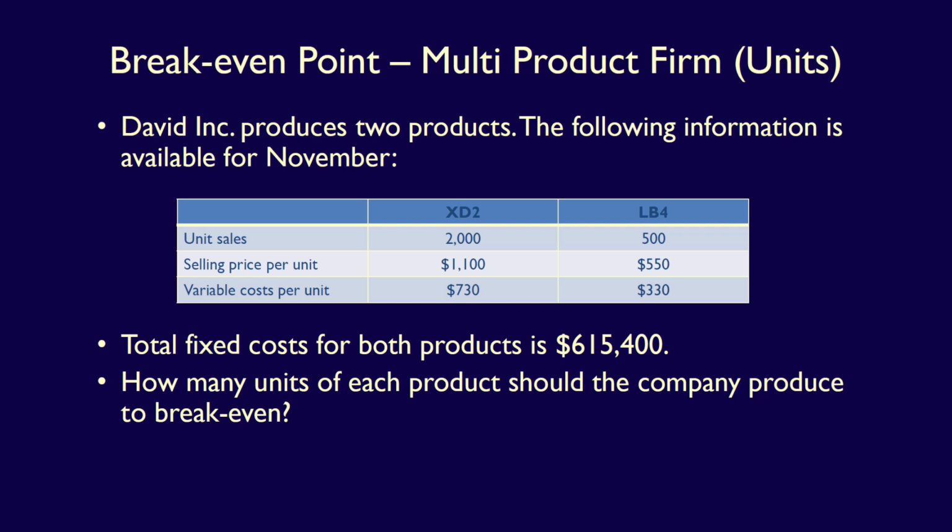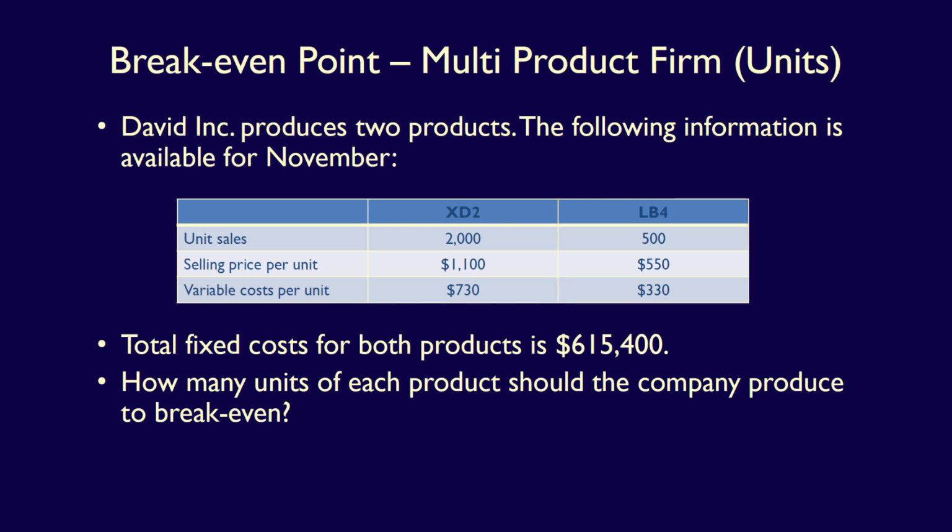We'll use the example of David Inc. The company sells XD2 and has the following information for November. Expected sales, 2,000 units. Unit selling price, $1,100, and variable cost per unit, $730. In addition, the company also sells 500 units of LB4, another product. This product has a selling price of $550 per unit and a variable cost per unit of $330.